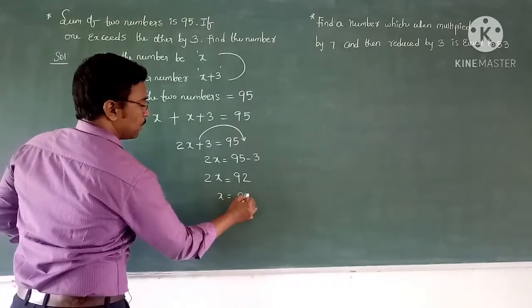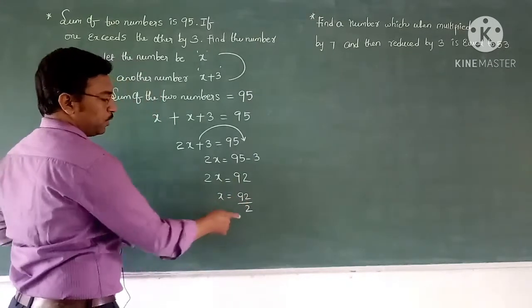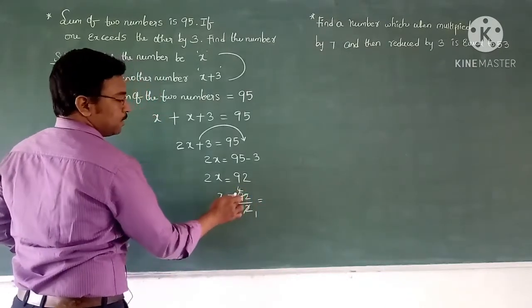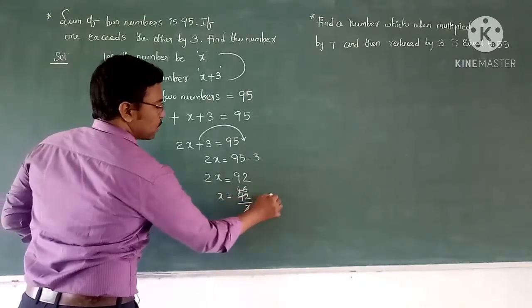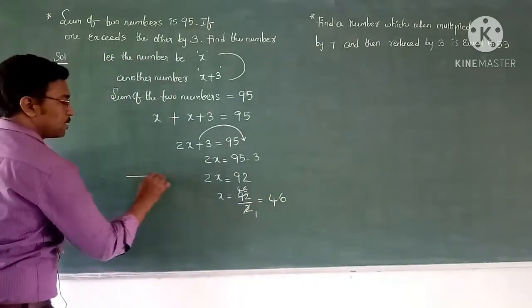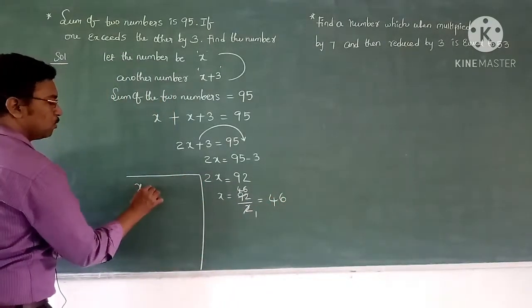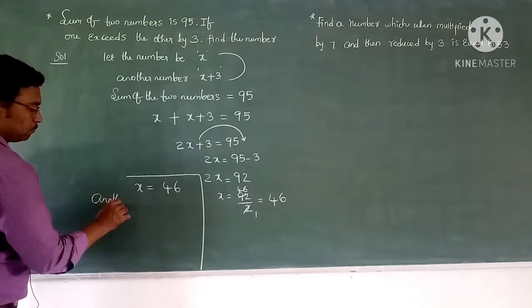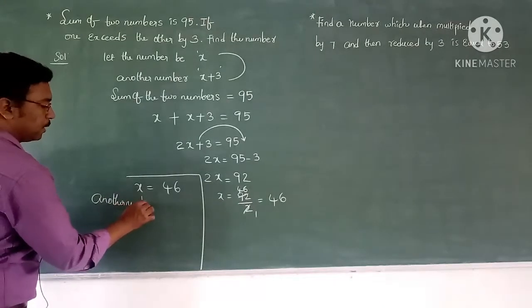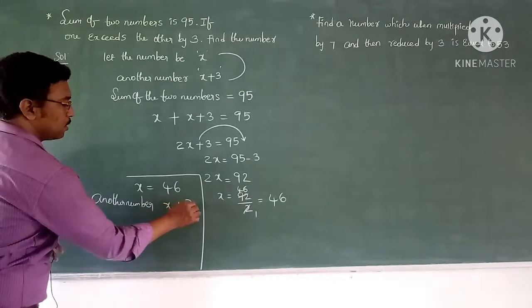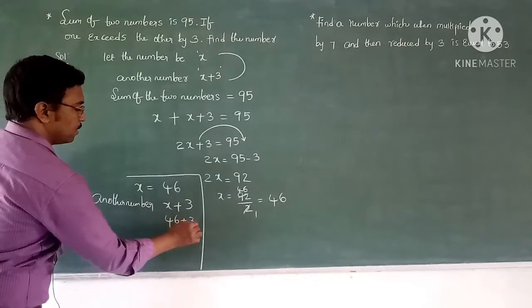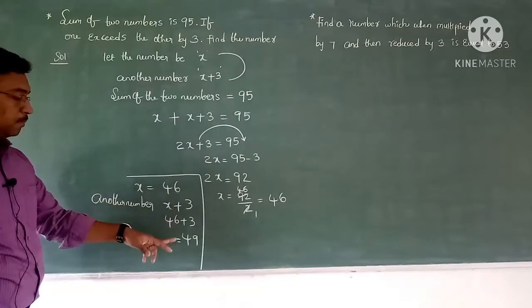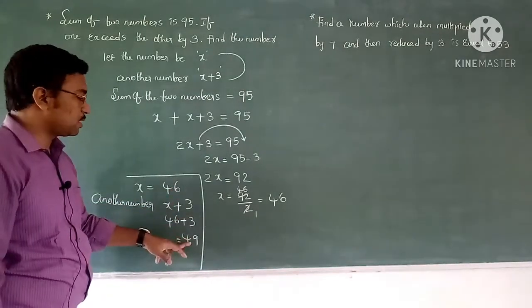x is equal to 92 by 2. So if we divide by 2, we get 2 4s are 8, 1 remainder, 12, so 2 6s. So x is equal to 46. One number is equal to 46. What about the other number? Another number is x plus 3. So 46 plus 3, 49. So one number is 46 and another number is 49. The sum of these two numbers is 95.